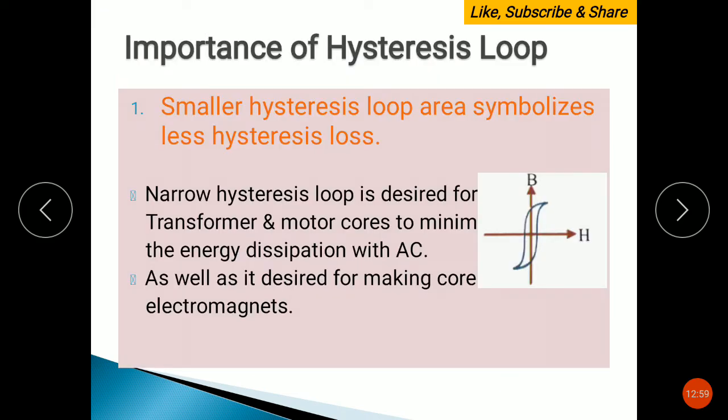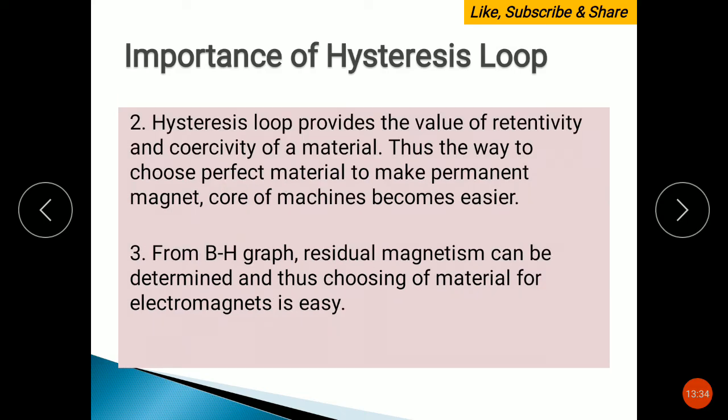Now what are the different importances of the hysteresis loop? One, a smaller hysteresis loop area symbolizes less hysteresis loss. This area should be small so that the loss of energy is minimum. And a narrow hysteresis loop is desired for making the core of transformers and motors, as well as the core of electromagnets. So for these materials we require a narrow hysteresis loop area.